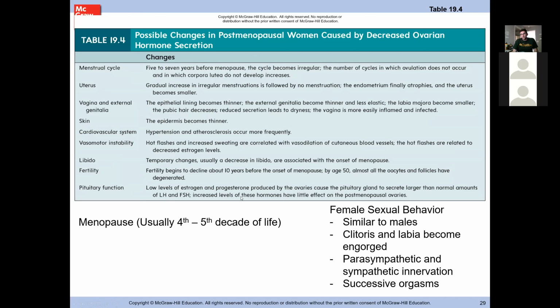So we have low levels of estrogen and progesterone produced by the ovaries, which causes the pituitary gland to secrete larger than normal amounts of luteinizing and follicle stimulating hormone. Increased levels of these hormones have little effect on the postmenopausal ovaries. But also, a common side effect of menopause is ovarian cancer. So you can get ovarian cancer, tumors will develop on the ovaries, and you can get uterine cancer as well.